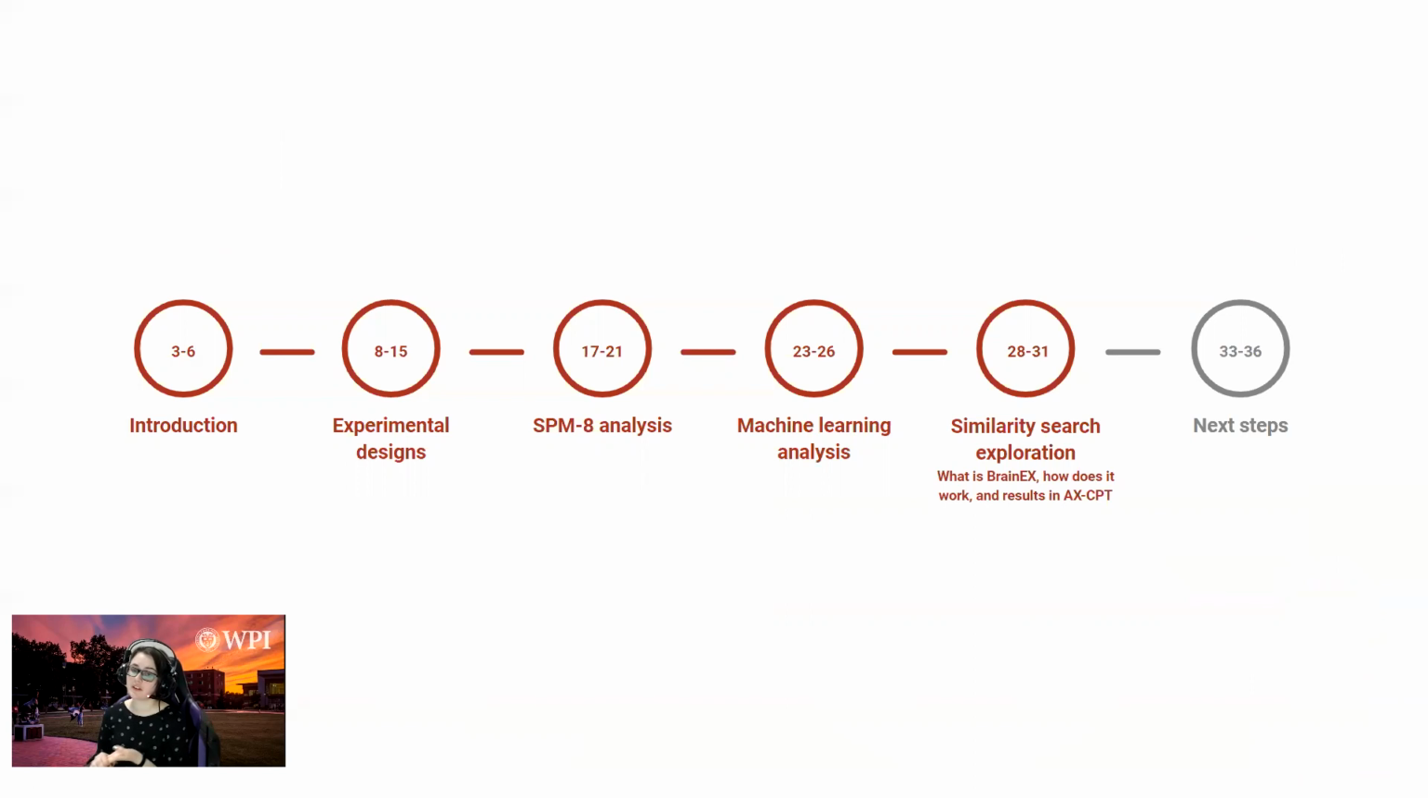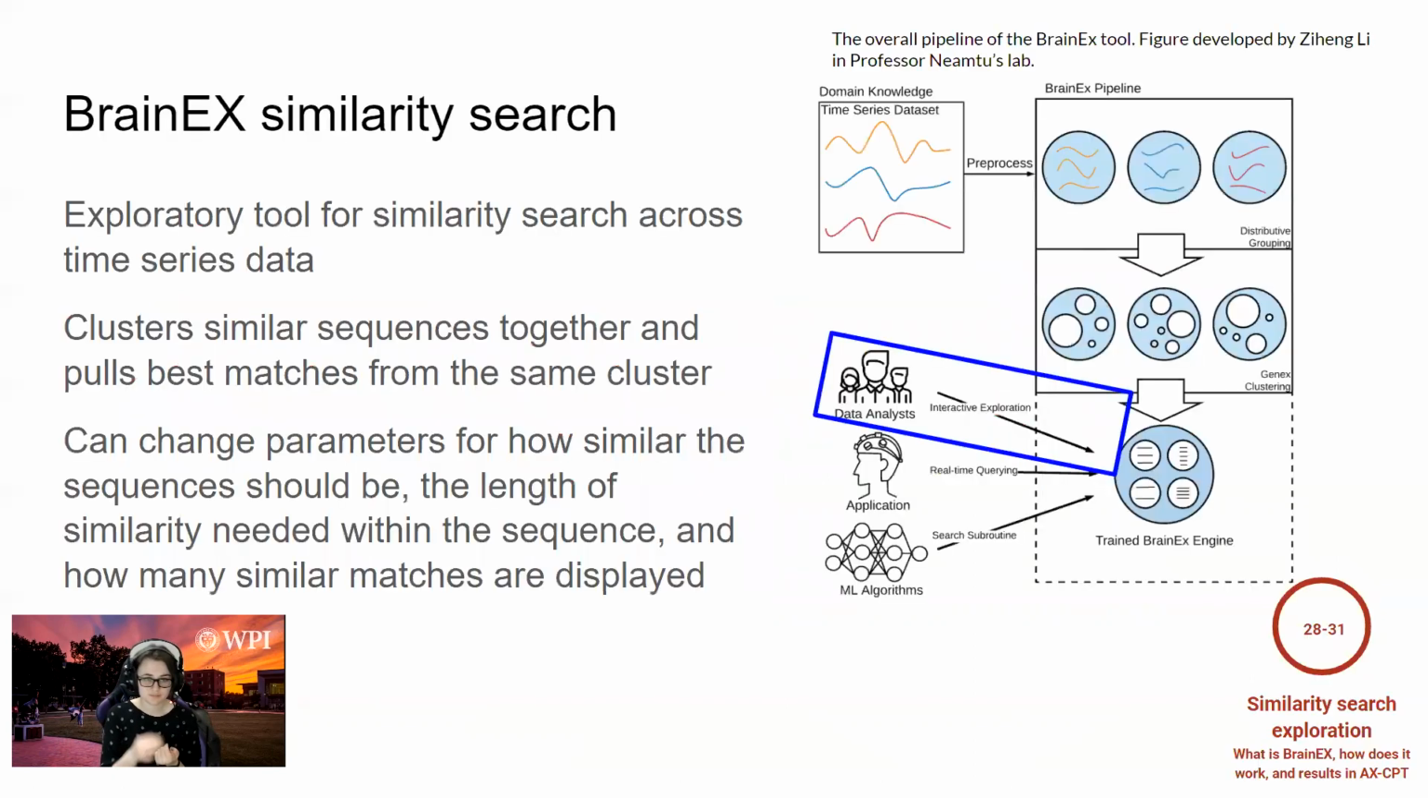Next, we're going to the similarity search explanation. So we have a tool called BrainX. What really is it? Because it's not out in the world quite yet. How does it work? And what were these results for AXPT using, again, loss of goal and goal following, along with mind wandering in this state?